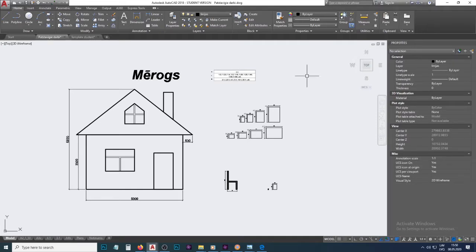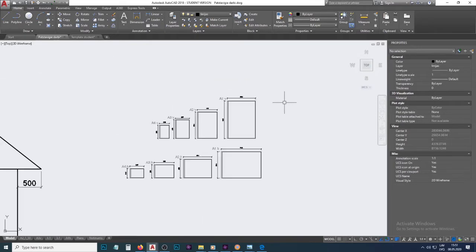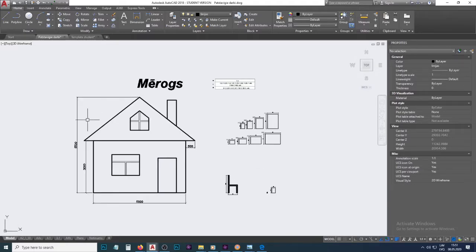Here you can see a drawing where we have a house, a chair and a pen cup. And here we have all our usable formats from A4 to A1, vertical and horizontal. First question is, how can we put our house in one of those formats? House is too big, so we have to make it smaller.